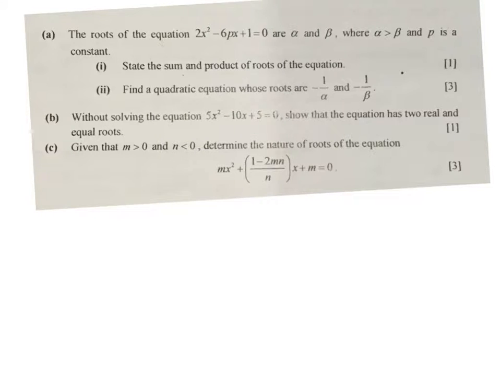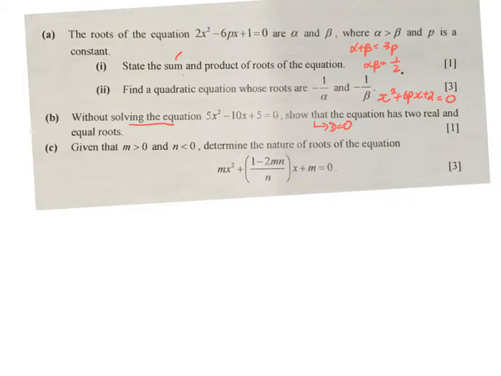For part A, the sum alpha plus beta will be equal to 3p, and alpha beta is equal to half. Now for part B, the quadratic equation that we have is x squared plus 6px plus 2 equals 0. Okay, for part B, it's a show question, so you just need to show that your discriminant is equal to 0, because here we are not going to solve the equation.